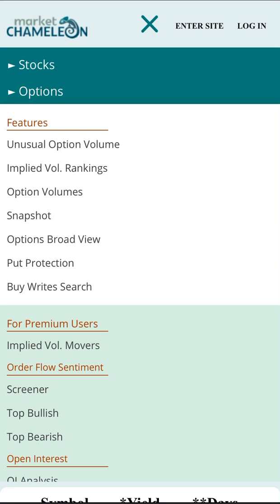screeners. Now, one of the key things I look for if I'm buying options is a low implied volatility and a low IV rank or low IV percentile. You want a low IV rank because you want options that are going to be really cheap. Or if you're selling premium, you want to look for high implied volatility. So let's try unusual option volume.